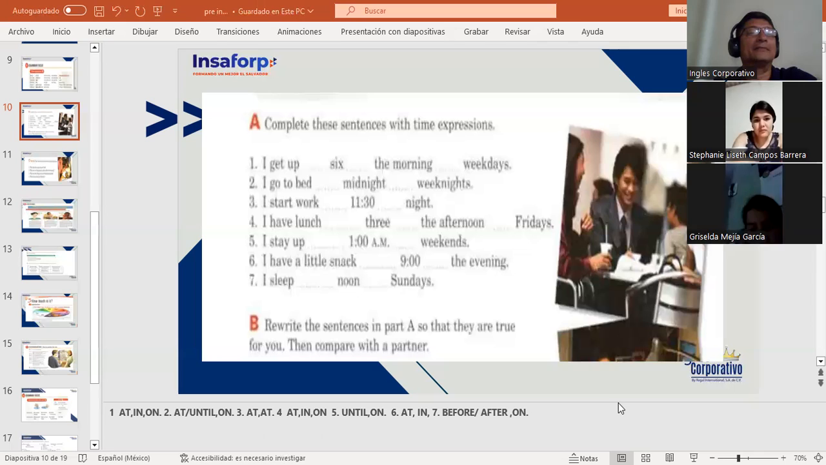Again, Stephanie. Teacher, a mí no me ha caído la invitación. Griselda, let me see. Okay. Thanks. All right.